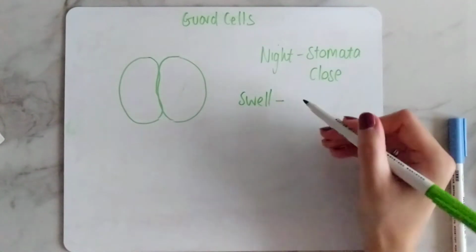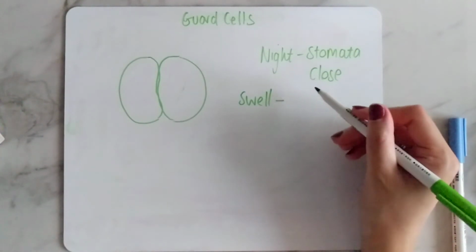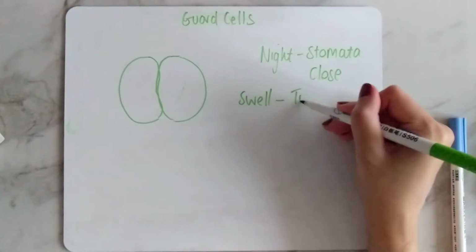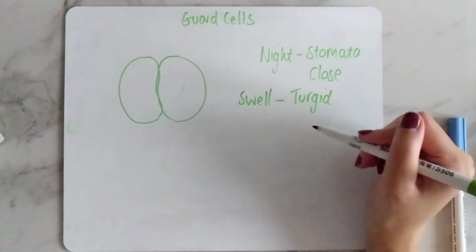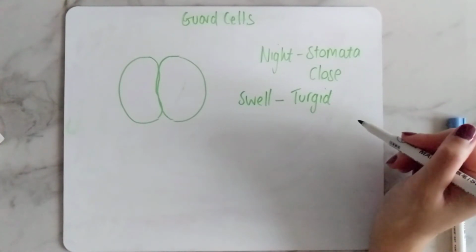So swell, and they basically fill it with water. This is known as becoming turgid. So the guard cells become turgid, just swell, full of water, and it closes the stomata.